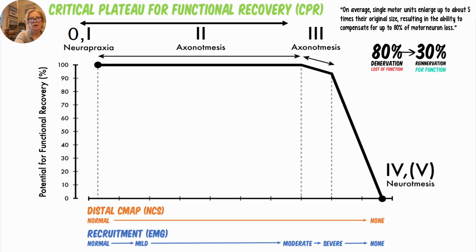So let's look at that plateau again. You can see here, we've got an injury, and these are the types of injury we know. And the potential for recovery, for example, with neurotmetic 4-5 is zip without help, but the potential for recovery for the others is up towards that critical plateau for functional recovery.